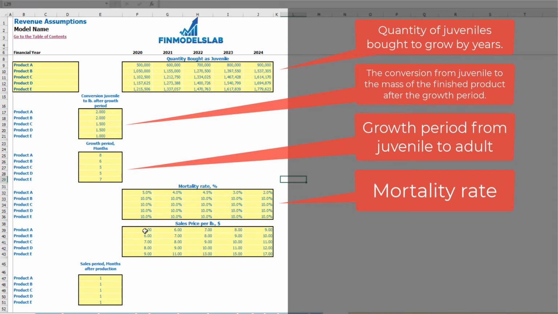The next step is to set up the sales price per pound of the final production. It can be $10, for example, plus $2 each next year.